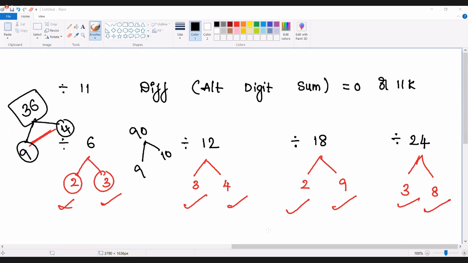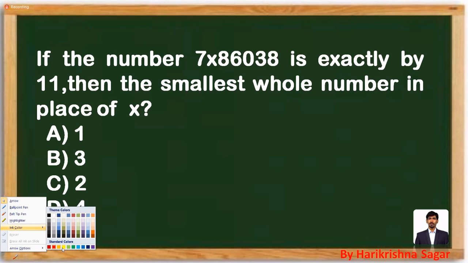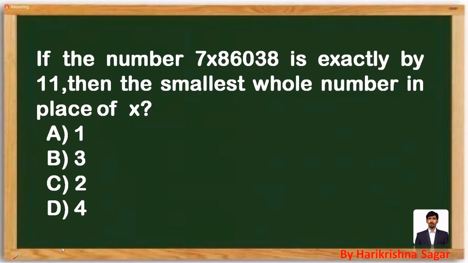Let's look at some practice questions so that you will get some clarity on it. If a number 7x86038 is exactly divisible by 11, what is the smallest number which we can place in the place of x? So what is the divisibility rule of 11? First, you can try to understand. Divisibility of 11 is nothing but the difference of alternate digit summation must be equal to 0.